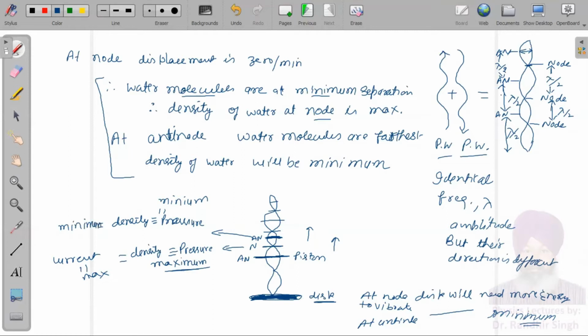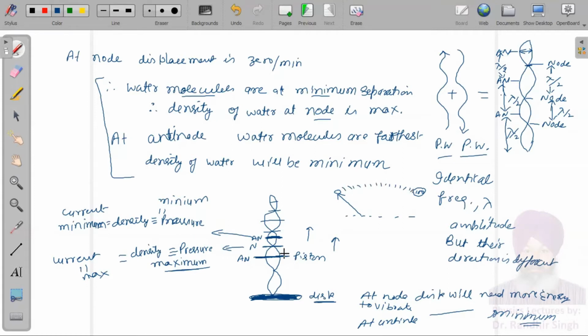You have to understand this thing. So current will be maximum and current will be minimum at nodes and antinodes respectively. So it means this is the 0 on the microammeter, and this is, let us say, I think it was up to 100 microampere. So the last is 100. So there are gradings here like this.